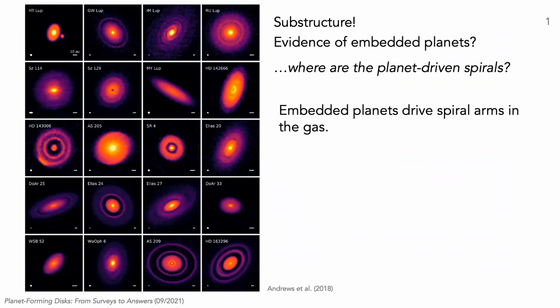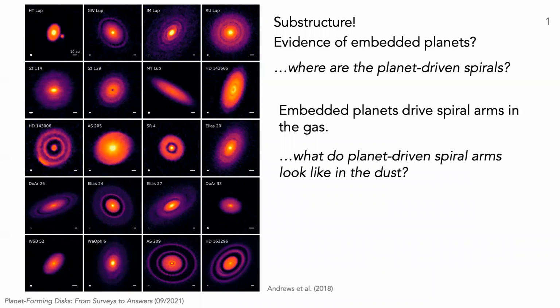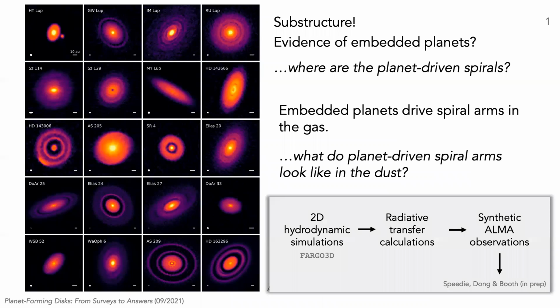Well, planet-disk interaction is basically planet-gas interaction, meaning planets drive spiral arms in the gas, and the dust just evolves according to drag forces it feels from the gas. So it's not immediately obvious how planet-driven spiral arms should be manifest in the dust. In this work, we try to answer these questions by running 2D hydrodynamic simulations with Fargo 3D, then performing full radiative transfer calculations on the resulting disks, and then using those to generate synthetic ALMA observations.